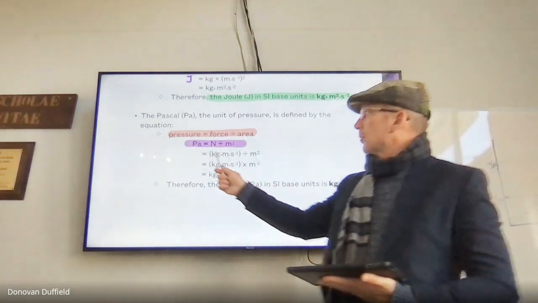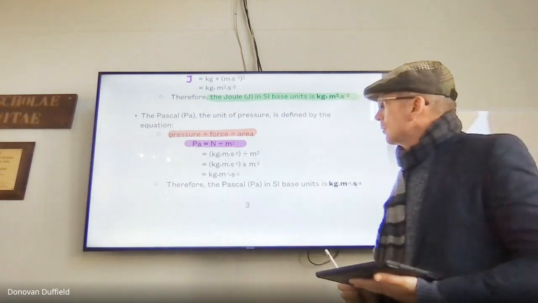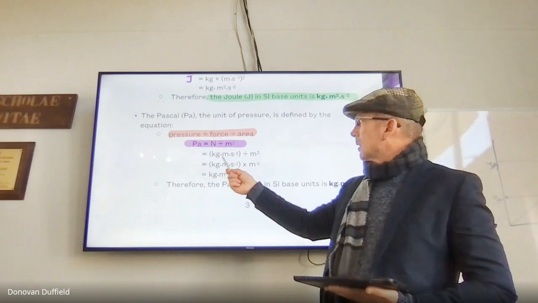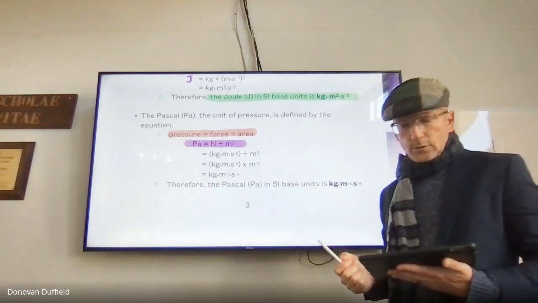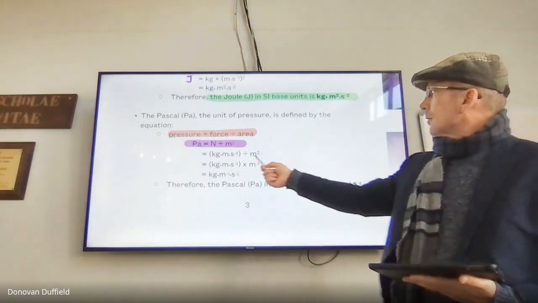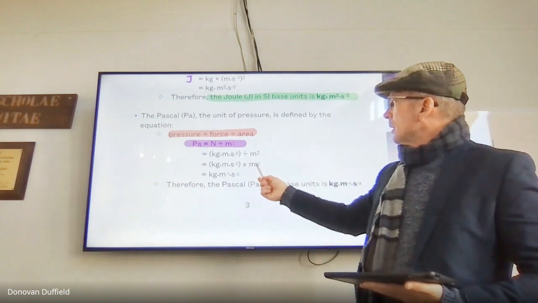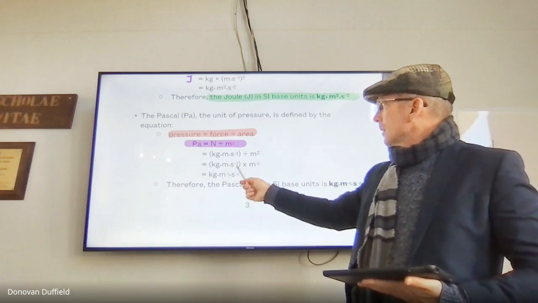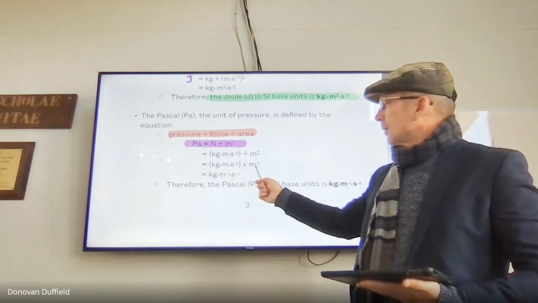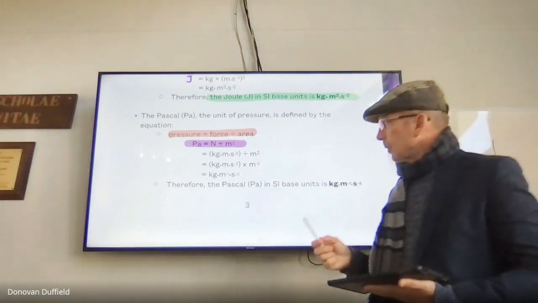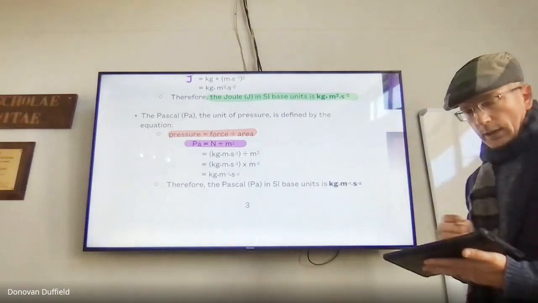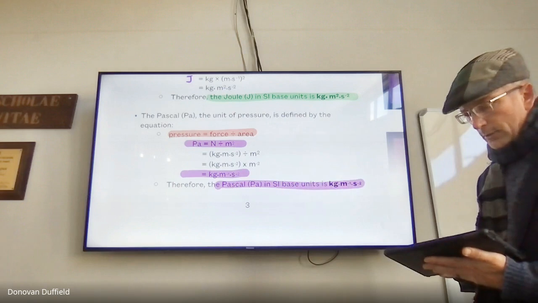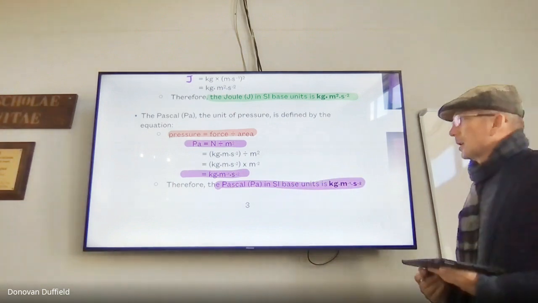So pressure in Pascal is newtons per square meter, but we've already shown that a newton is kilograms meters times second to the minus 2. Now if you divide by meters squared, you're going to times by meters to the minus 2. So kilogram second to the minus 2 meter to the 1 times meter to the minus 2 is going to give you meter to the minus 1. So therefore the Pascal is in base units of kilograms meters to the minus 1 second to the minus 2.